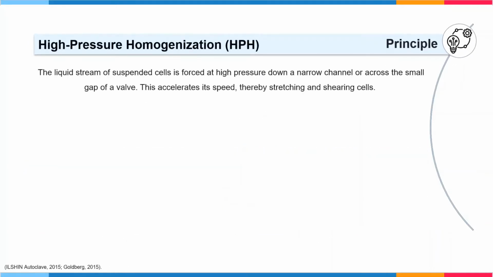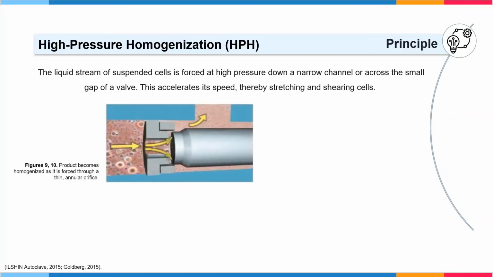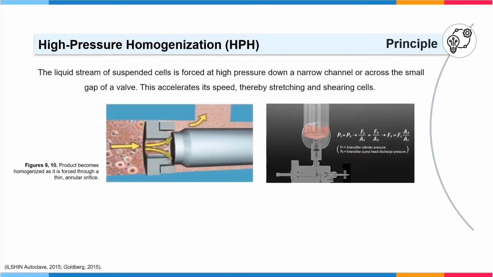Now, in high-pressure homogenizers, the liquid stream of suspended cells is forced at high pressure down a narrow channel or across the small gap of a valve. This accelerates its speed, thereby stretching and shearing cells. In some designs, the moving stream is subsequently and abruptly impacted against an obstacle to further damage the cell's membrane.